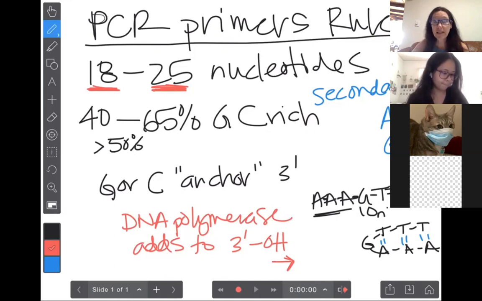We are polymerizing a chain of nucleotides in a reaction. So we want that guy to have this really nice, strong interaction, those 3 hydrogen bonds there, if we can. We will anchor the 5' end also. But we definitely want a G or a C on the 3' end of our primer.